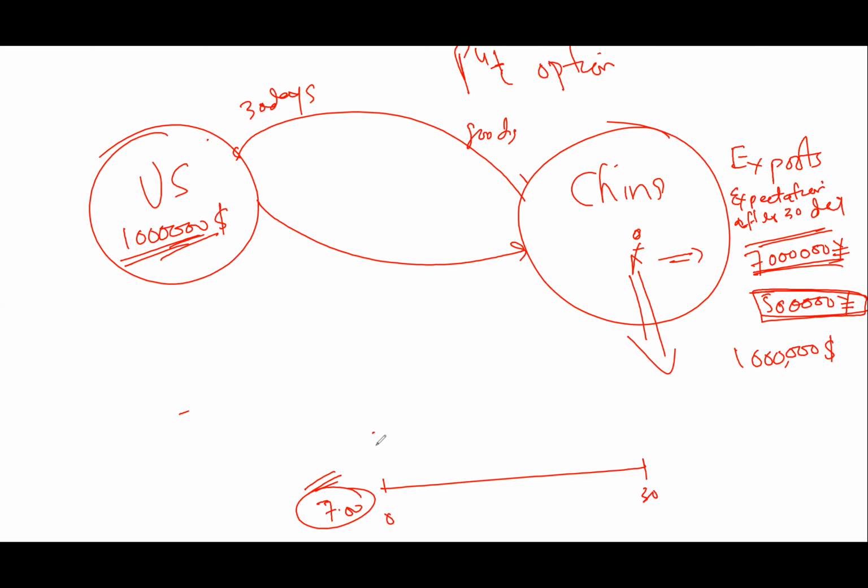Enter into a contract. This is the seller. Enter into the contract of 7.00 to a buyer. The buyer said, let's have a future and forward contract, but you said, no, I'm going to be taking you put option.